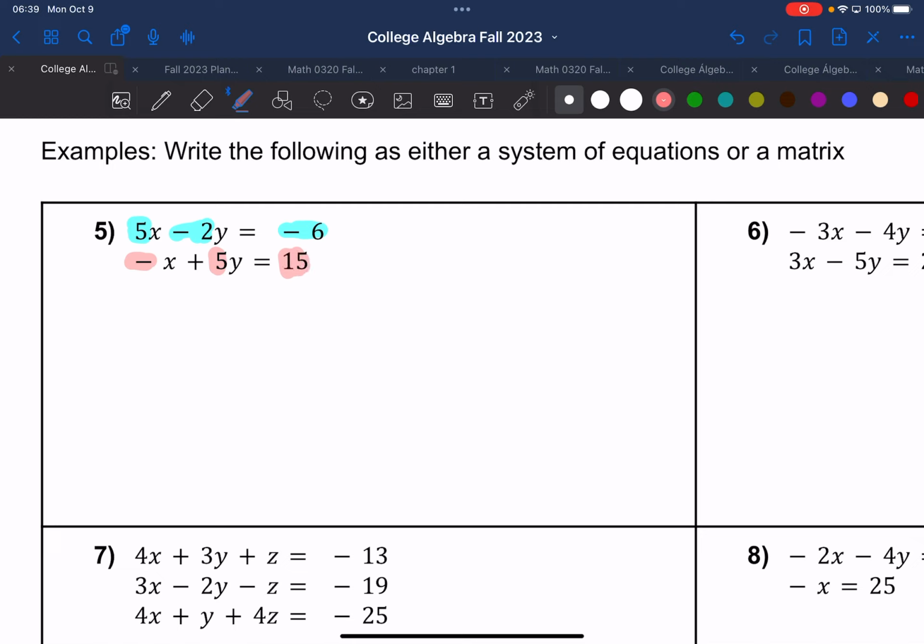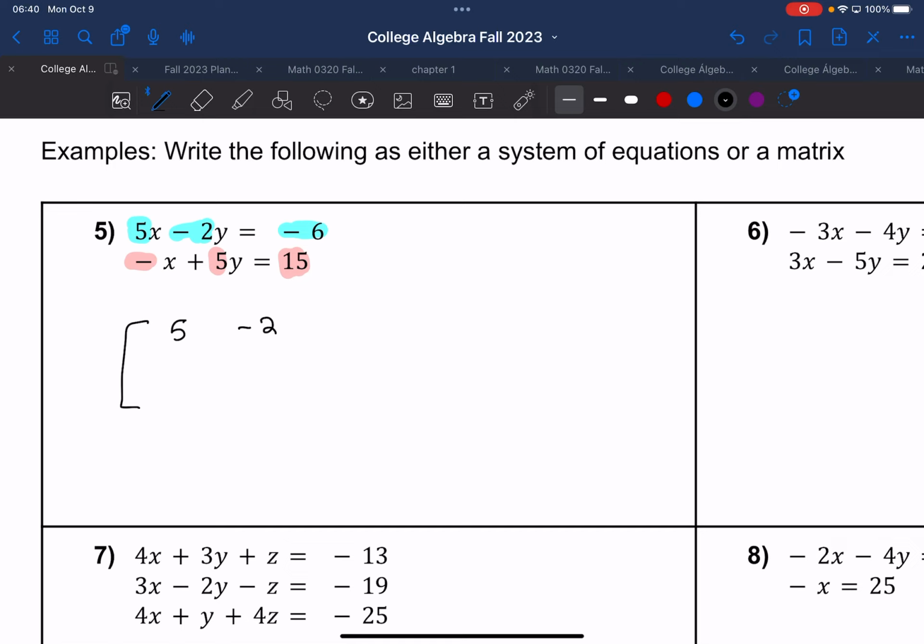Number 5. Since we have 2 x's and 2 y's, the coefficient matrix that's going to come first is going to be a 2 by 2. So we're going to draw that. We just write our matrix brackets, and then the top 2 numbers are the coefficients in front of the first equation. So we said that's 5 and -2.